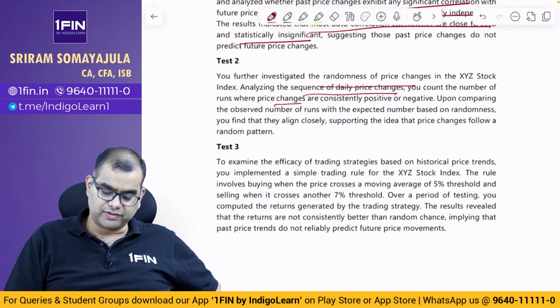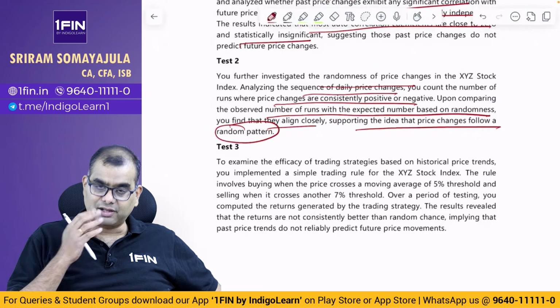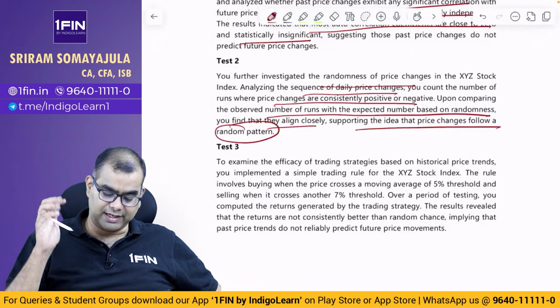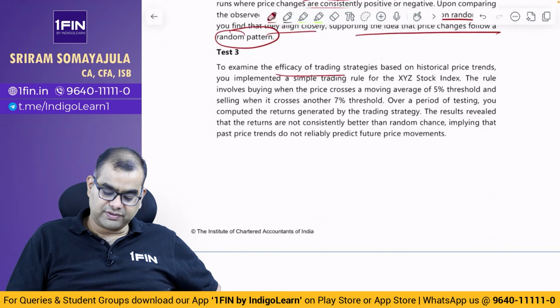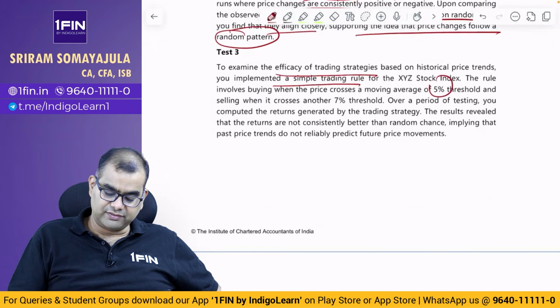Okay. You further investigated randomness, analyzing the sequence of daily price changes. You counted the runs where price changes are consistently positive or negative. You compared the number of runs with the expected number based on randomness. Find they align closely, supporting that price changes follow a random pattern. So there is no determinable pattern. They are random. Then, to examine efficacy of trading strategies on historical price trends, you implement a simple trading rule. The rule involves buying when the price crosses a moving threshold of 5 and selling if it crosses 7%.